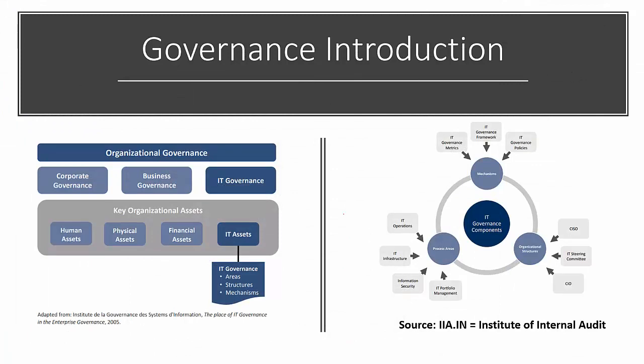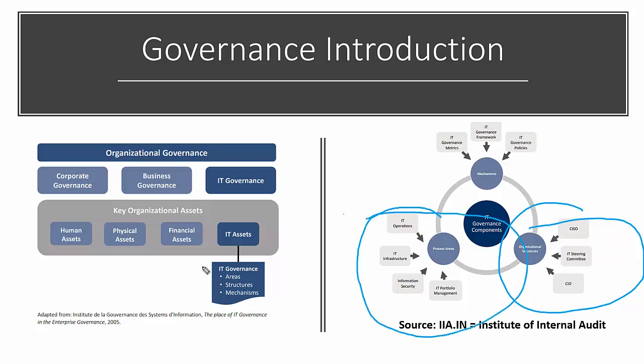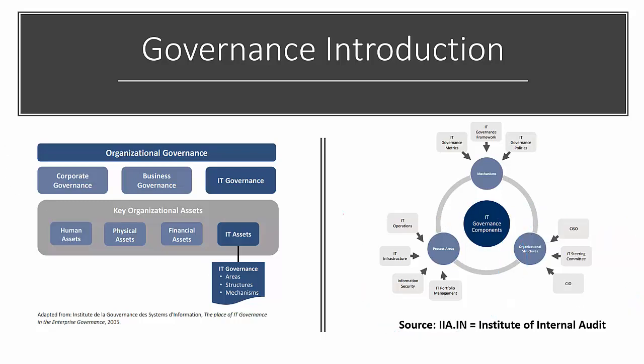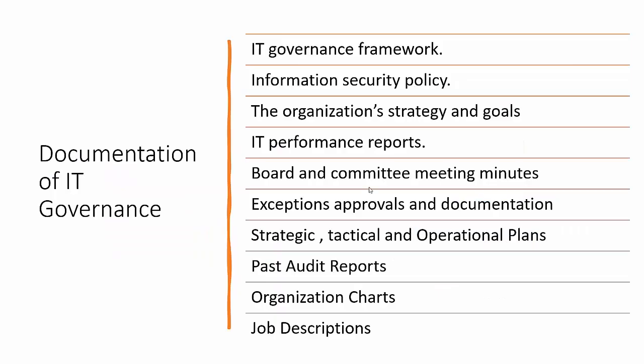That is why here we said IT governance matrix, framework and policies, which are required for running the IT governance function. And this is part of the organization structure, and this is the process area which we are trying to audit. So the question here is, what documentation is required for auditing IT governance? One is the IT governance framework, an approved IT governance framework, or like I use COBIT one and all that.